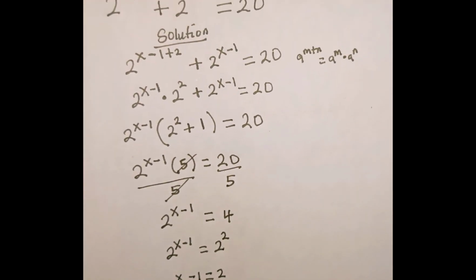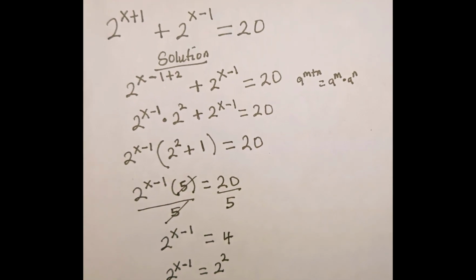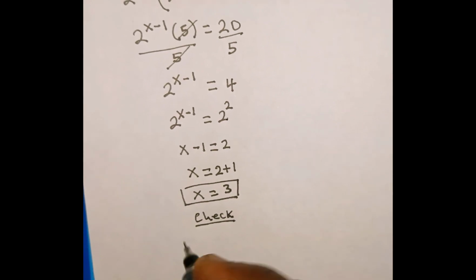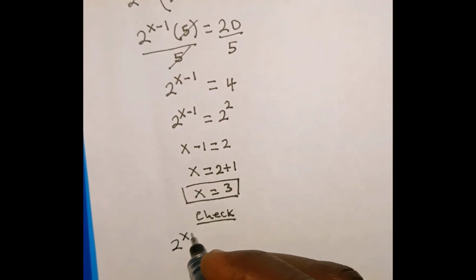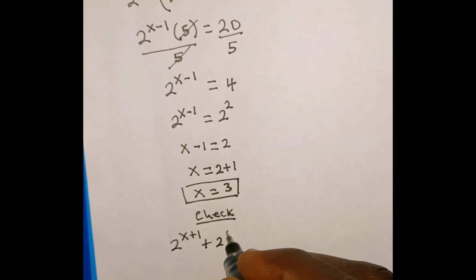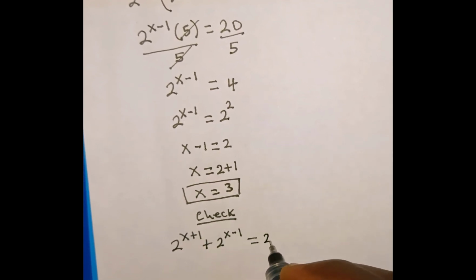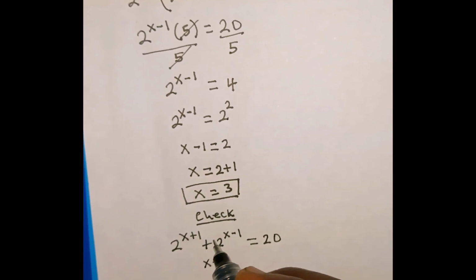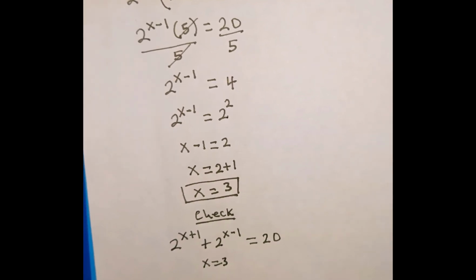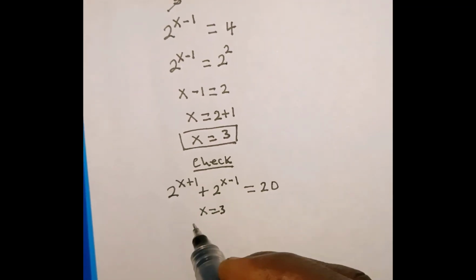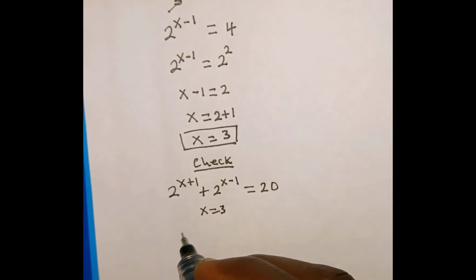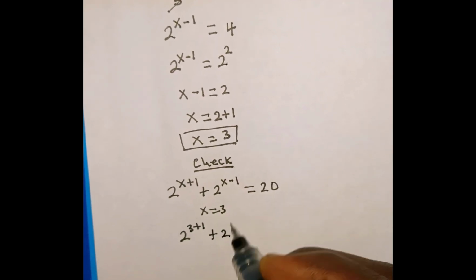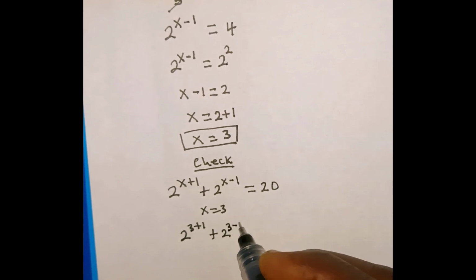From the equation, we are given that 2 to the power of x plus 1 plus 2 to the power of x minus 1 is equal to 20. So we are going to copy the original equation, which is 2 to the power of x plus 1, then plus 2 to the power of x minus 1, which is equal to 20. So at x equal to 3, we are going to substitute x as 3 here, to see whether the left hand side is going to be the same as the right hand side. So we replace 3 anywhere we see x. The first term is going to be 2 raised to the power of 3 plus 1, then plus 2 raised to the power of 3 minus 1.